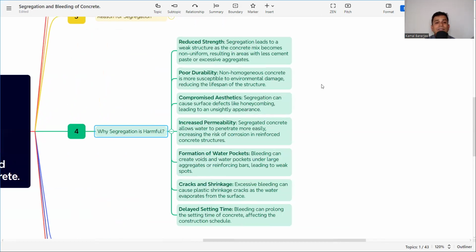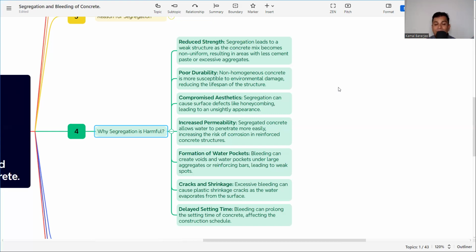Next part is why segregation is harmful. That I already discussed. First thing, it reduces strength. Segregation leads to a weak structure as the concrete mix becomes non-uniform, resulting in areas with less cement paste and excessive aggregate. So it is separating, it will not react with the cement and water, and it will not make a homogeneous mix. So it will reduce the strength.